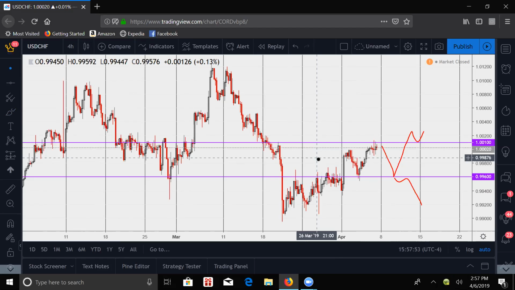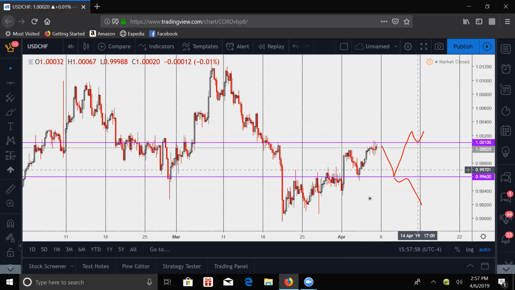And like I said, I'll most likely come back during the weekend and bring all these charts back up and see how price has moved in comparison to my markups.